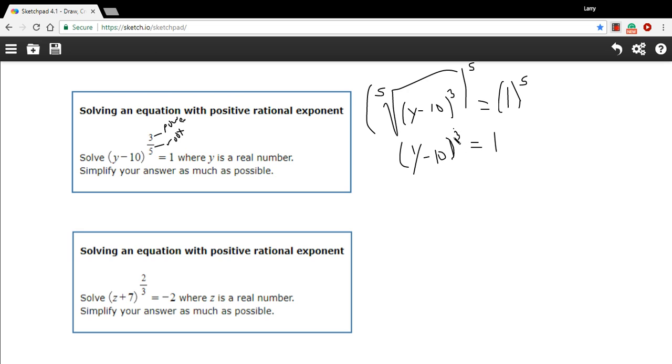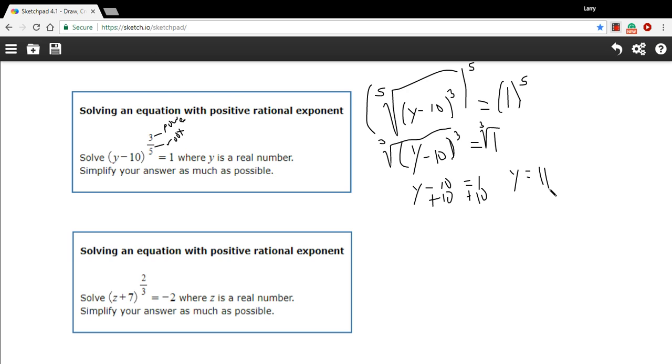Now, I can solve this. I can get rid of this third power by taking the third root of both sides. And lucky for us, again, taking the third root of 1 is pretty easy. It's just going to be 1. So this is y minus 10 equals 1. And then to solve for y is pretty easy here. Just going to add 10. And you get y equals 11.